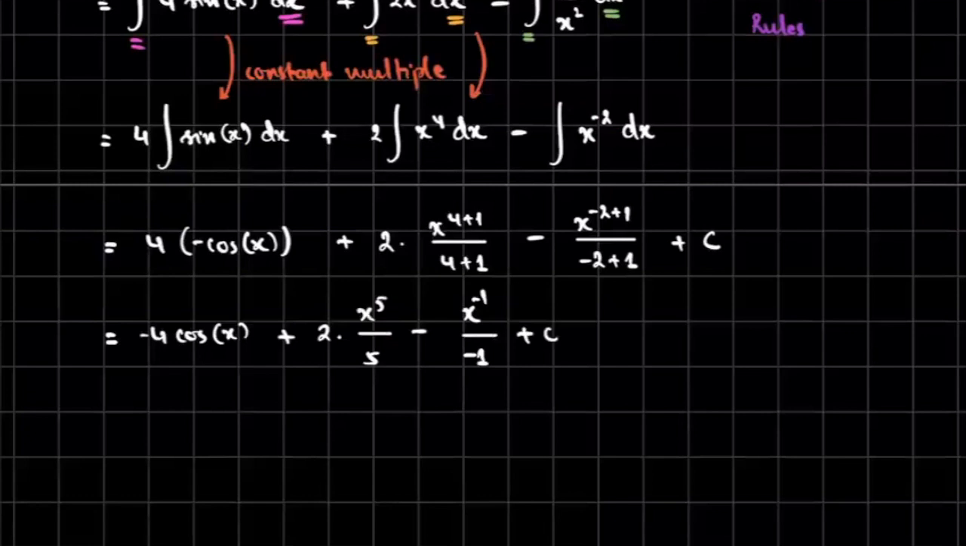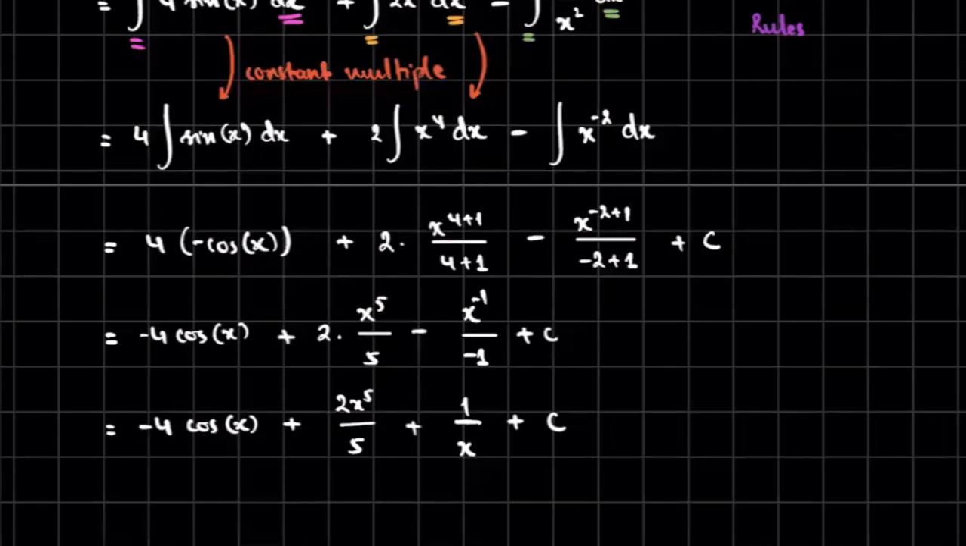Now you turn everything into a positive exponent. That is, this x to the negative 1 should be 1 over x. So here you have negative 4 times cosine of x plus 2 times x to the 5th power divided by 5 plus, you have negative here with negative 1, so negative with negative become positive, plus 1 over x plus a constant c. I'm going to give you another example here.